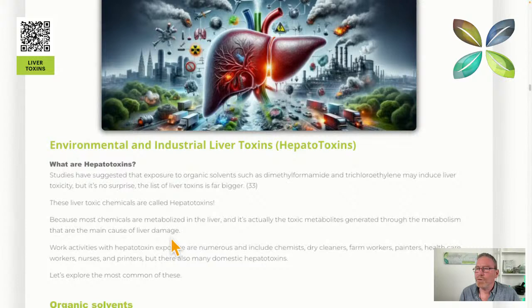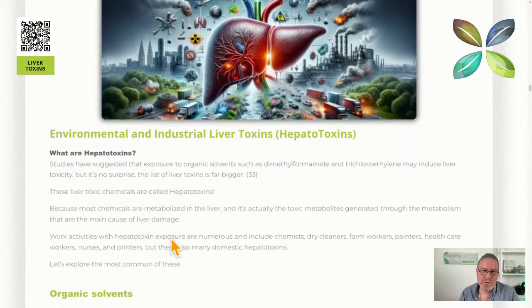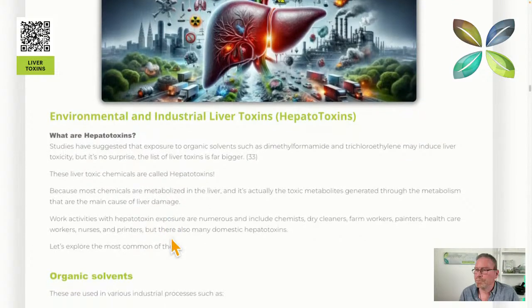So they're called liver toxins, but also hepatotoxins. You might have heard of hepatitis. That's the hepato, which means liver. So hepatotoxins is the correct term for liver toxins.